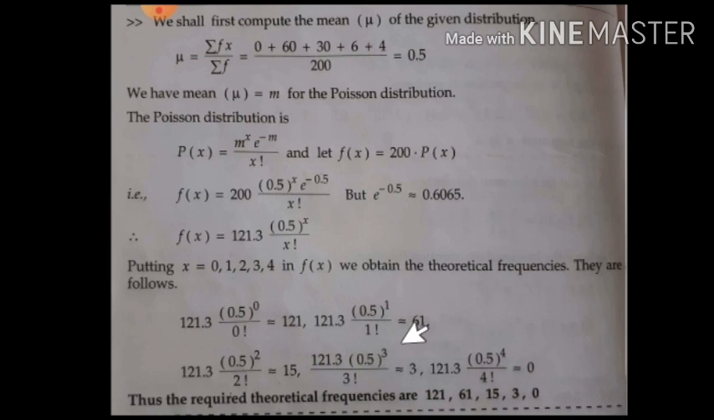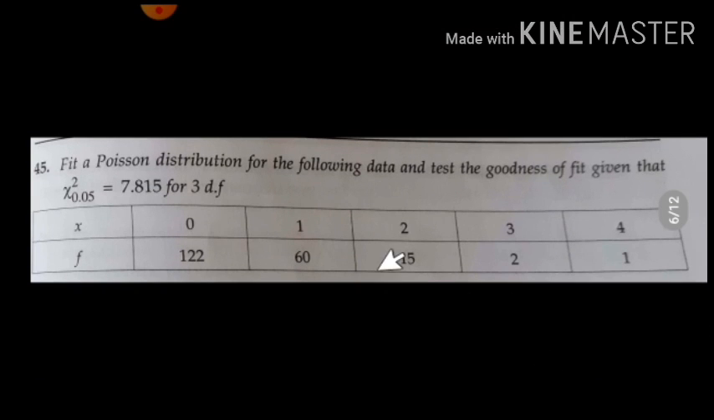Put x equal to 1, we get nearly 61. Put x equal to 2 in this formula, we get 15. Put x equal to 3 and x equal to 4. Consequently we get the answer for the Poisson distribution as 3 and 0 for 200 frequency. So theoretically the Poisson distribution is obtained as 121, 61, 15, 3 and 0. And in the problem they have given the observed frequencies.